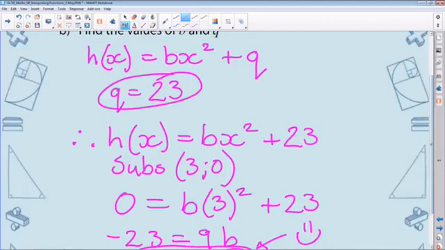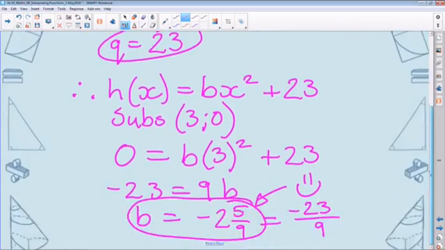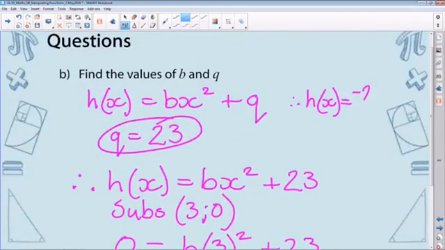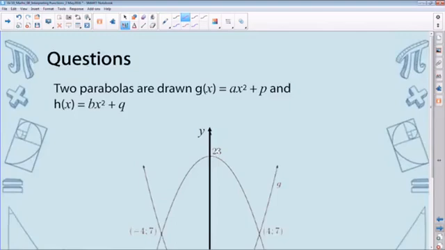If I'm feeling inspired, I could rewrite the equation and say h of x is equal to -2 and 5 over 9, and blah, blah, blah. But I'm not feeling inspired, and I want to get on to the next question. Also, I'm running out of space.